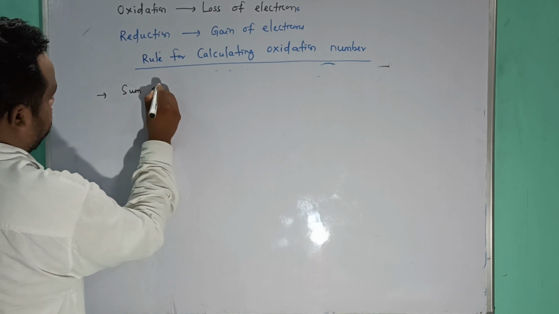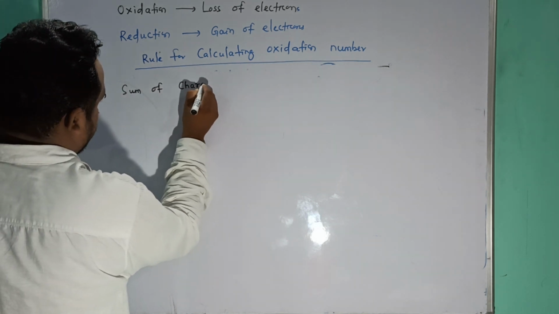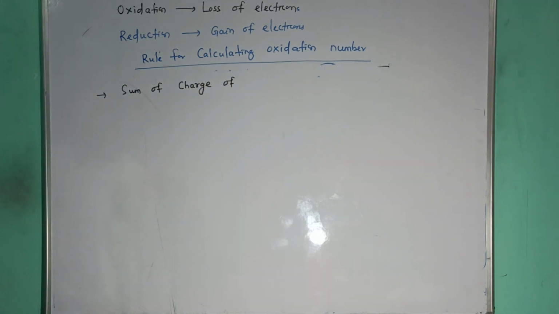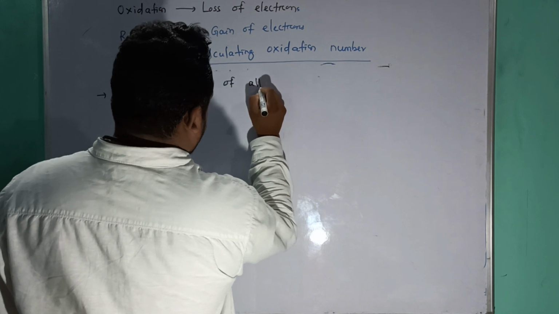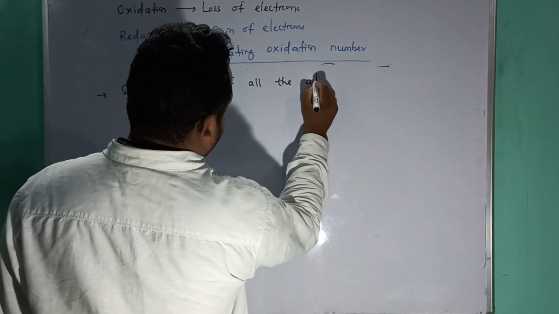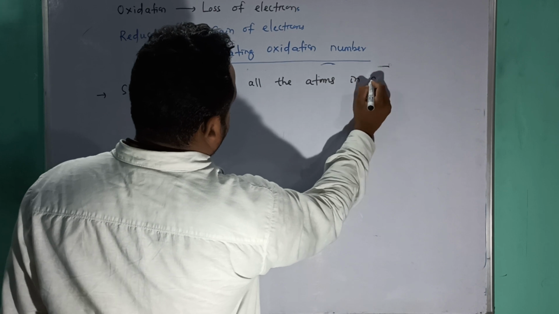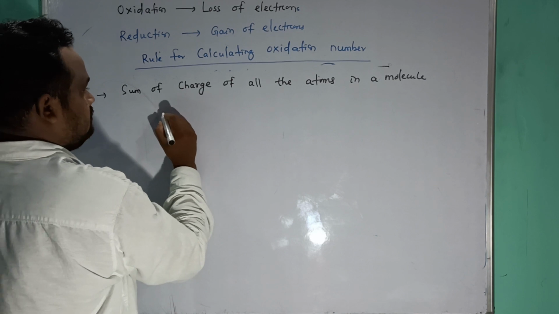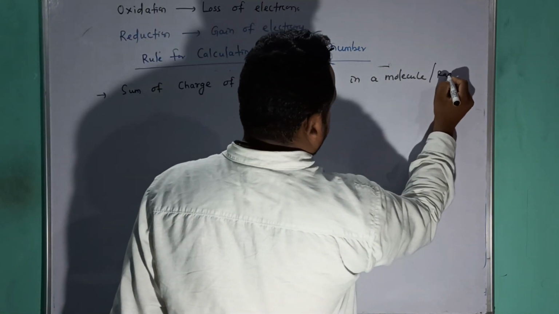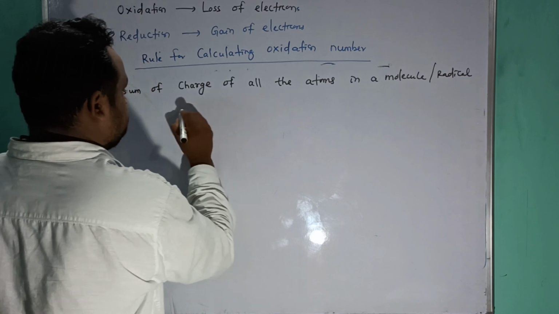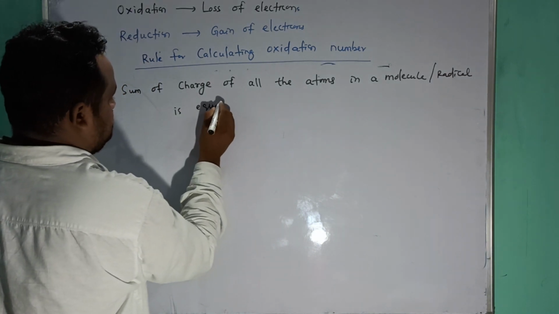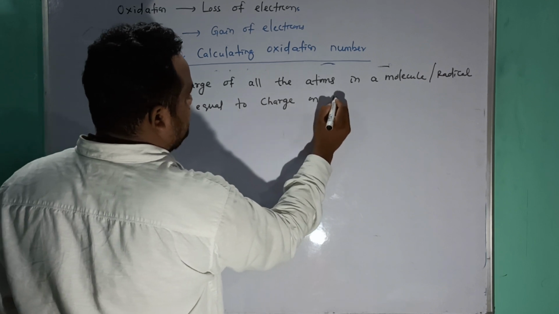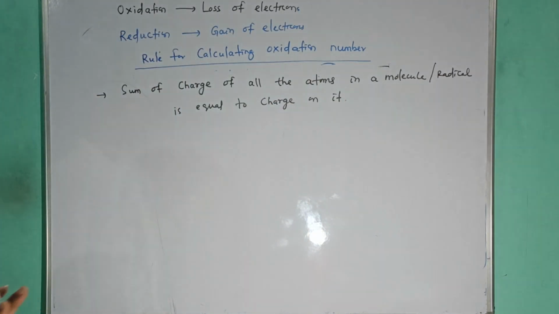Sum of the charge of all the atoms in a molecule or radical is equal to the charge on it. This is a very important point. Try to understand.